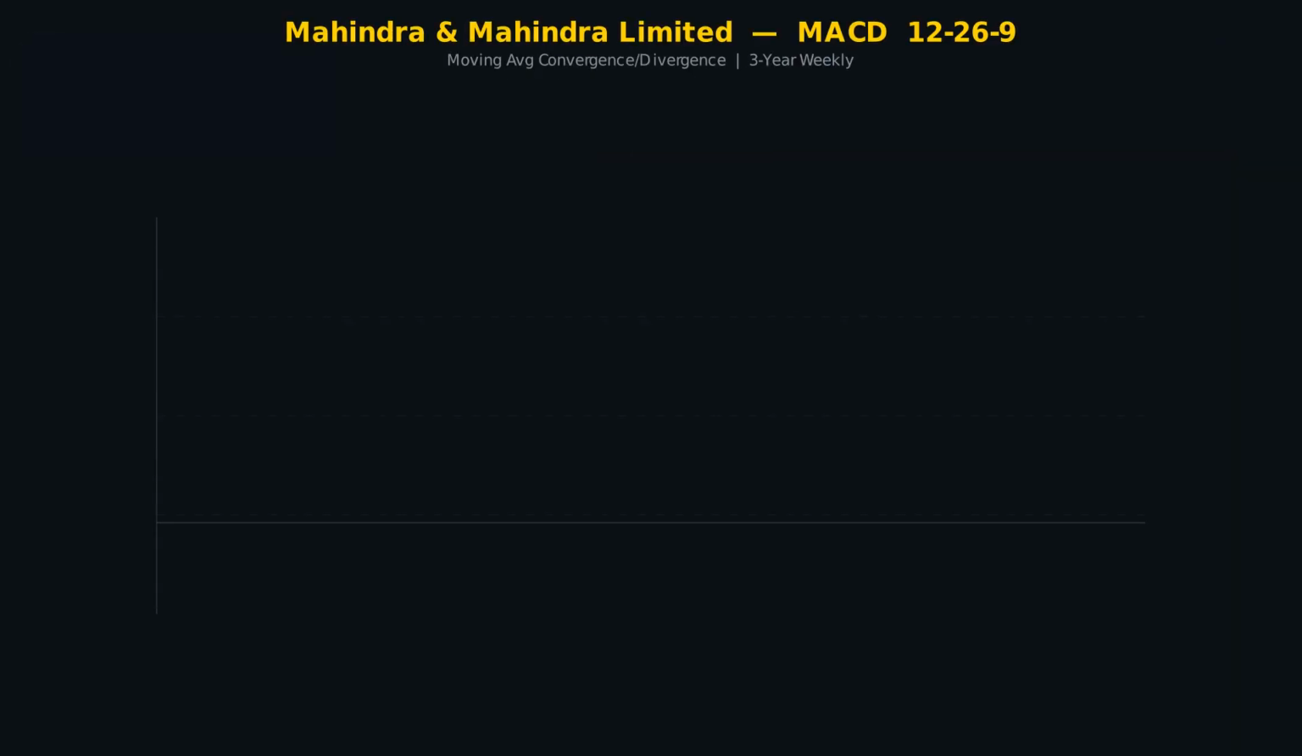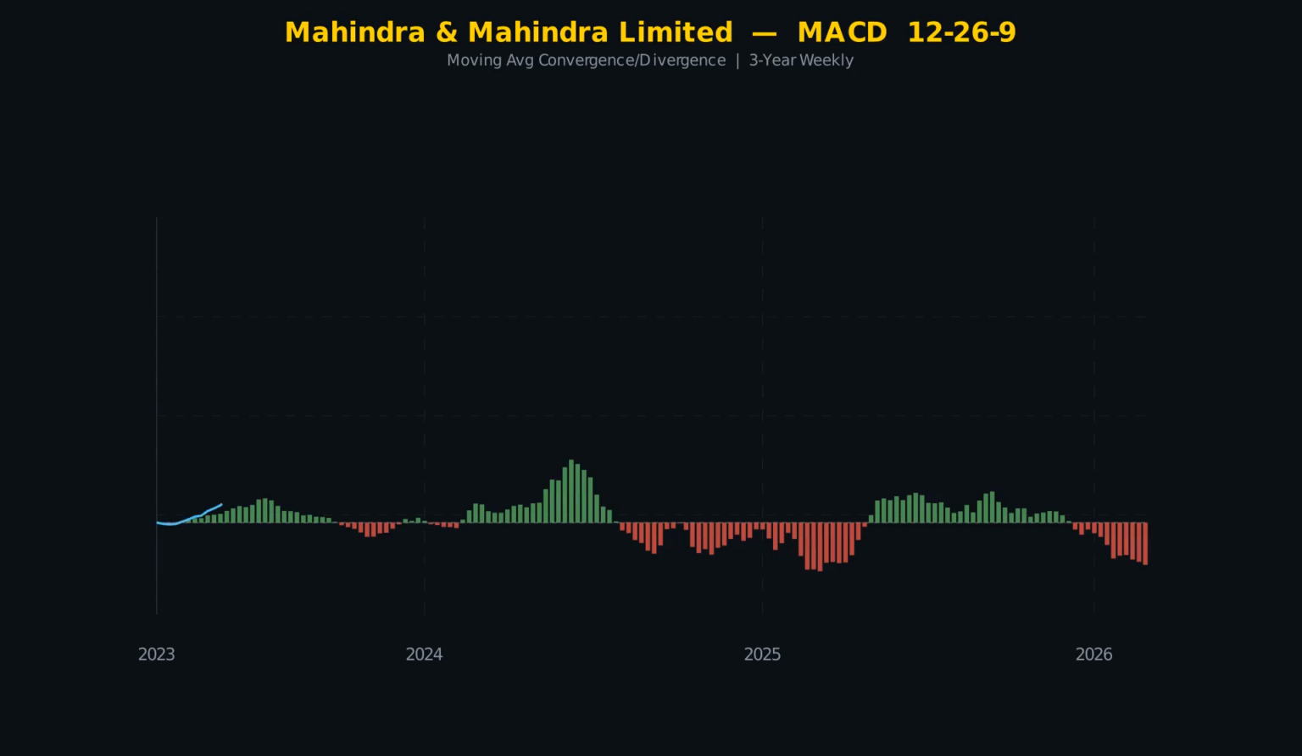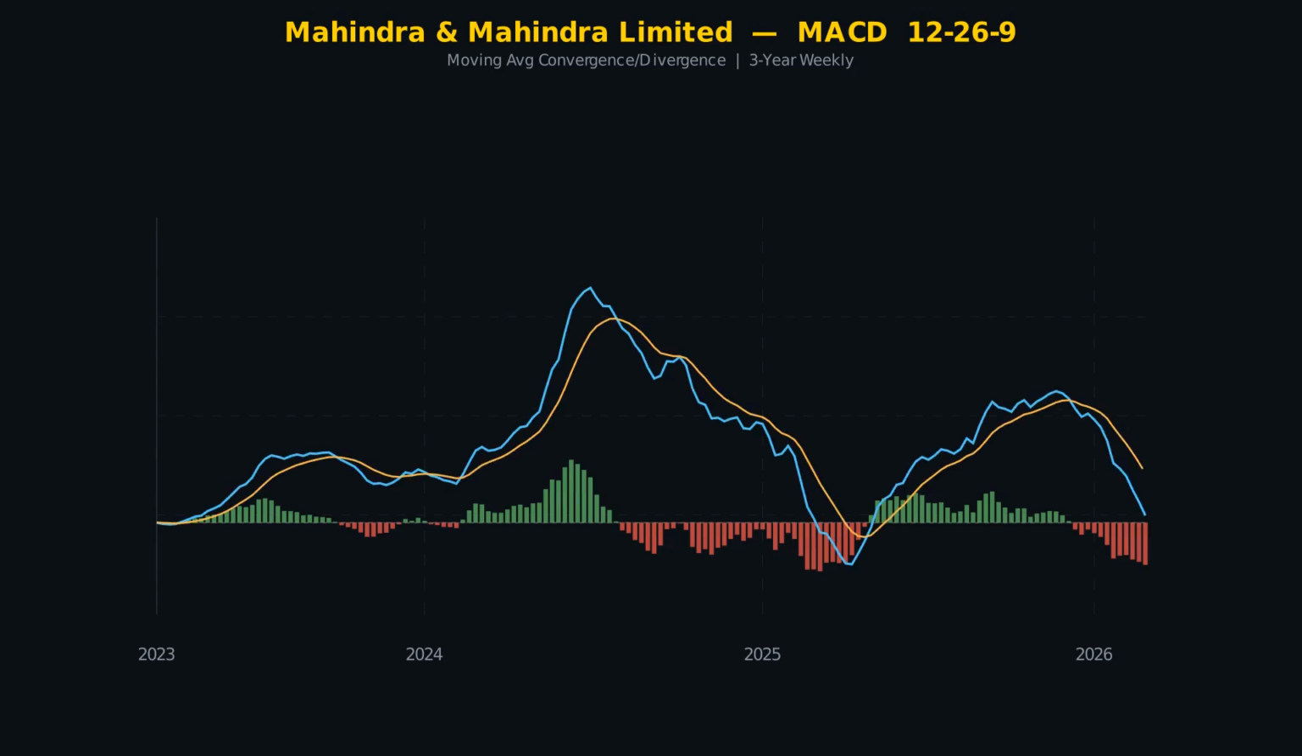Here is the MACD chart for Mahindra and Mahindra Limited. Green bars mean MACD is above signal, bullish momentum. Red bars mean bearish momentum. Currently, the histogram is expanding. The MACD line is below the signal line. Bearish pressure is present. The MACD value is 9.49.